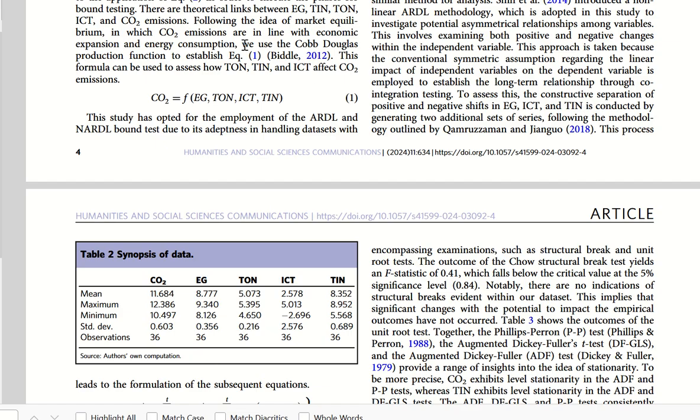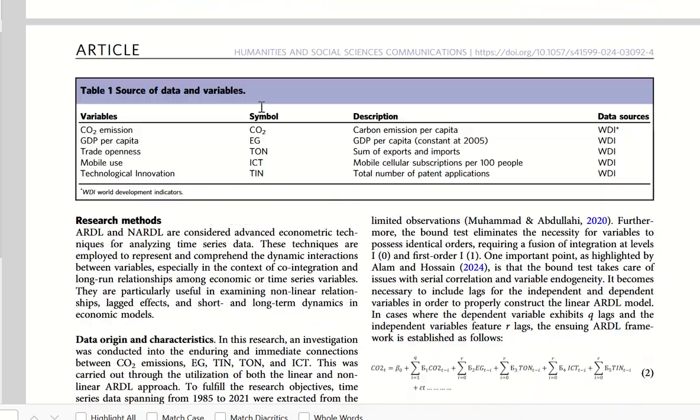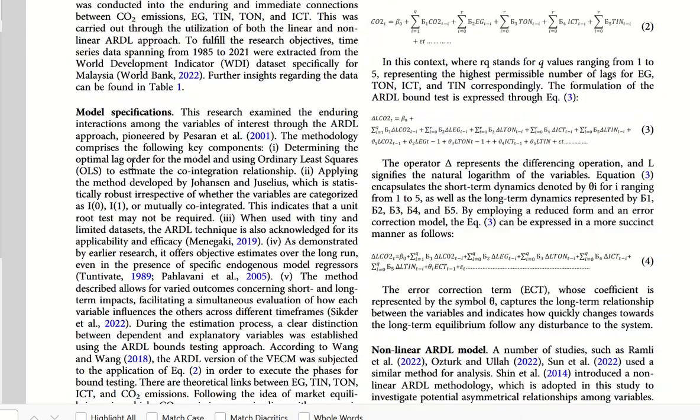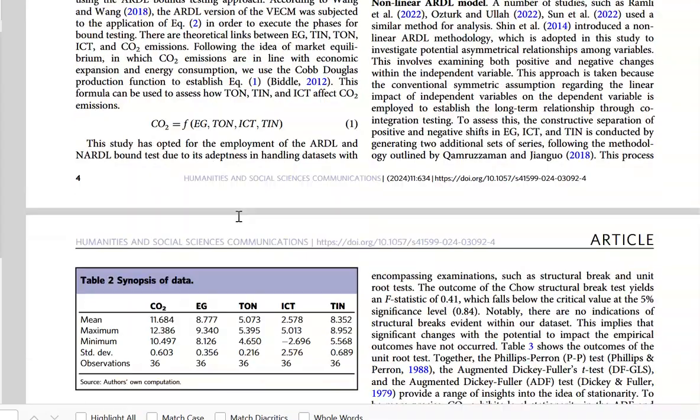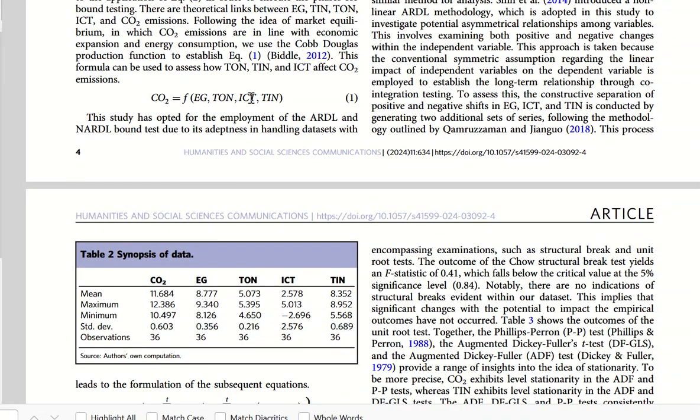Now we need to discuss the theoretical foundation. Cobb-Douglas. It's mentioned here. The author said we use the Cobb-Douglas production function to establish equation 1, used by Biddle 2012. This formula can be used to assess the variables. So this is the equation: emission, economic growth, trade openness, ICT, and technological innovation.